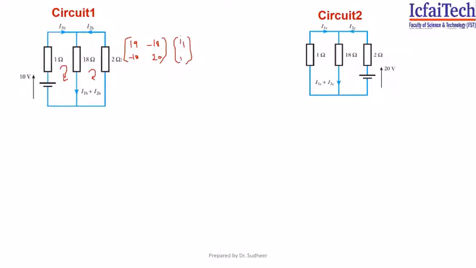Second unknown is I2, which is equal to, in a first loop, there is a voltage source. When you travel in a clockwise direction, I am touching minus to plus 10 volts. If minus to plus 10 volts is sent to the right hand side, it will become plus 10 volts. In a second loop, there is no voltage source, so 0.